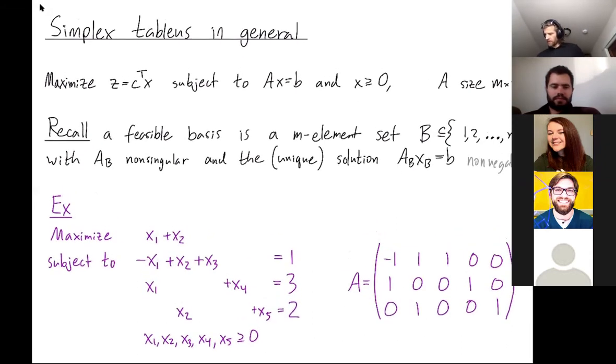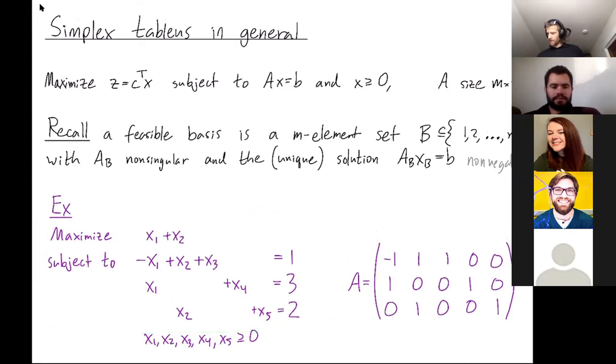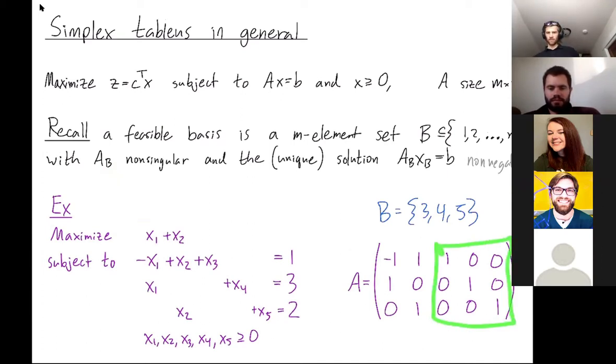All right, so let me talk about that a little bit more. So pretend here is our linear program in equational form. Here's the matrix A. Let's try to choose this basis B to be the columns 3, 4, and 5. Okay, so when I do that, AB is the matrix that I get when I restrict to those columns. So I get this matrix, which is indeed non-singular.